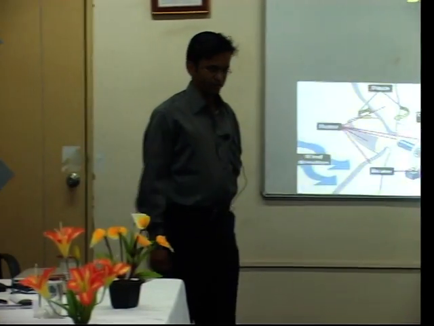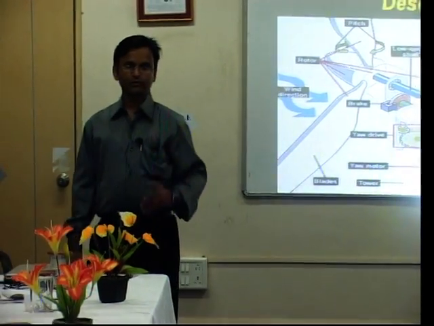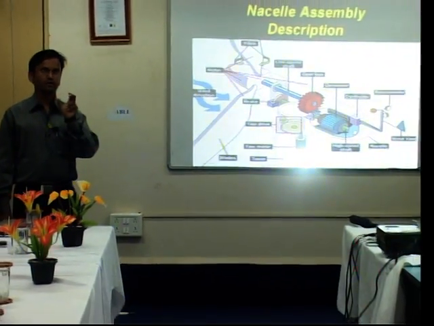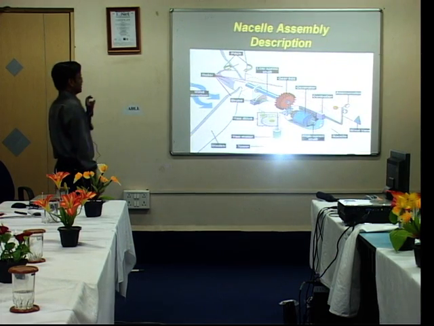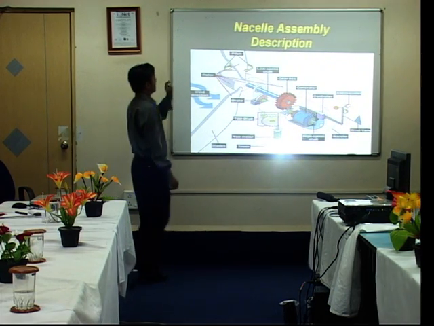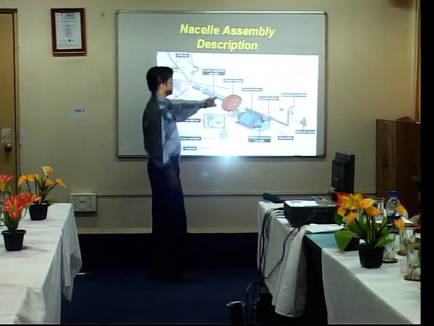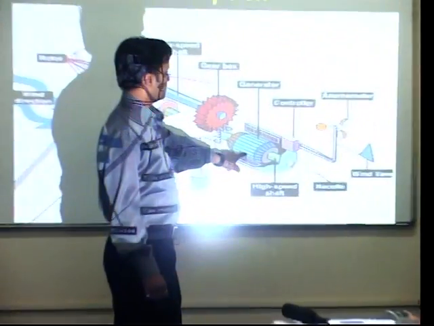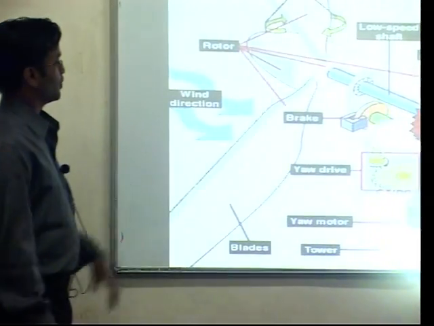Basic components of wind energy, as you see in the block diagram: first is a turbine, then the generator, then the coupling. Then the gearbox, then the generator and yaw mechanism and the blades, and so on.